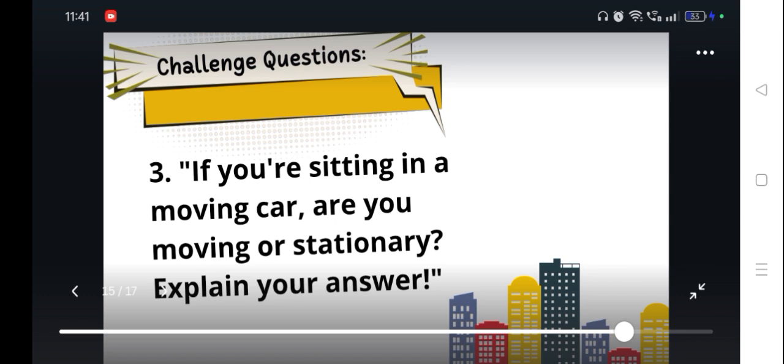Third, if you're sitting in a moving car, are you moving or stationary? Explain your answer based on our discussion.